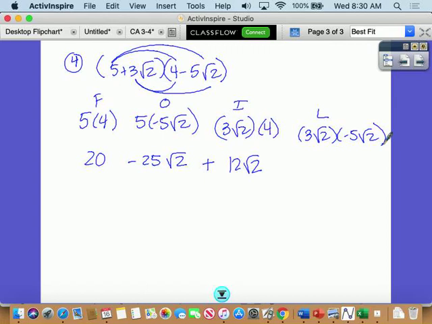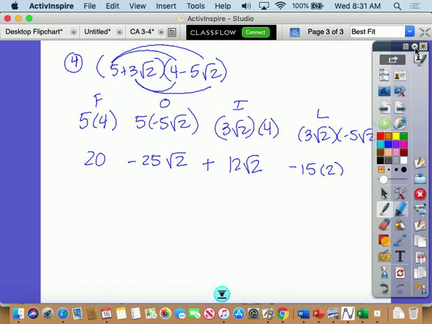Here's where a lot of people mess up, so I want you to pay very close attention. We multiply the outside numbers, 3 and negative 5, to give us negative 15. That's easy. But when we multiply the inside numbers, that's square root of 2 times square root of 2. That's square root of 4, which is 2.